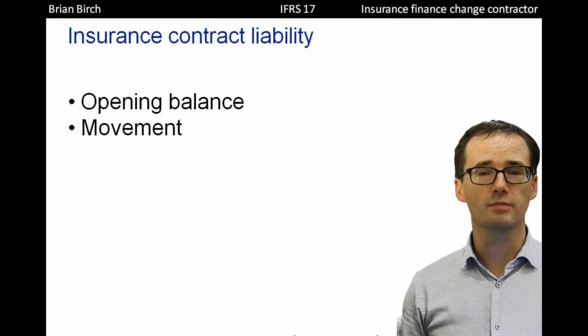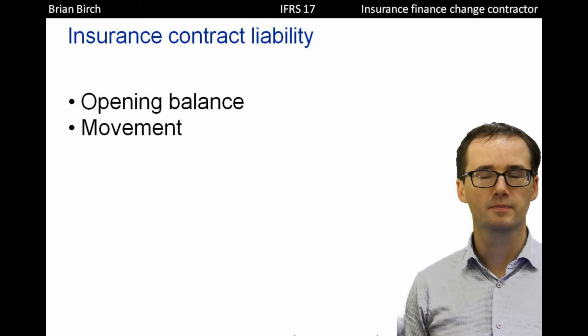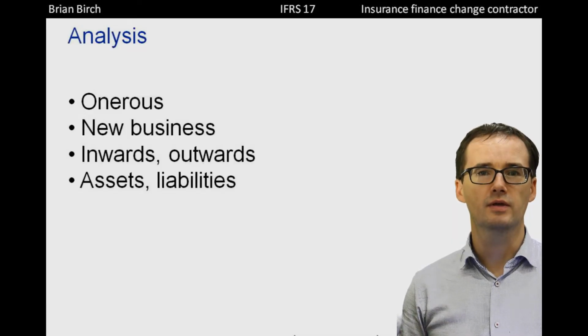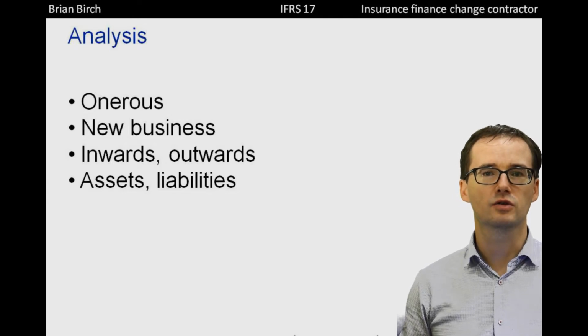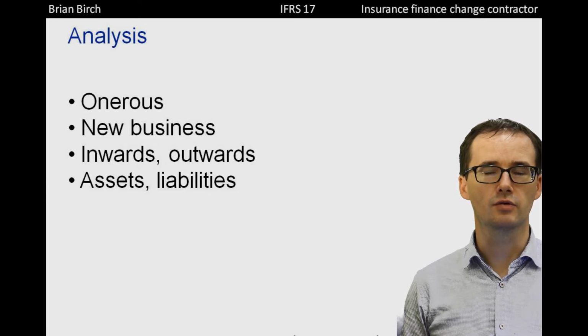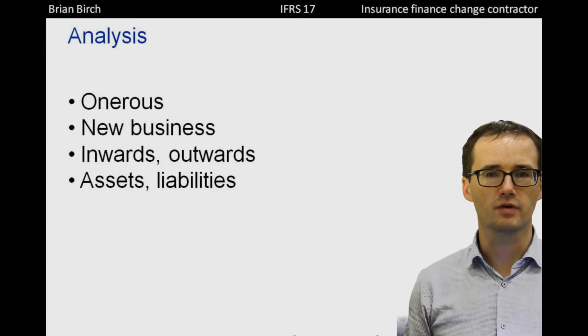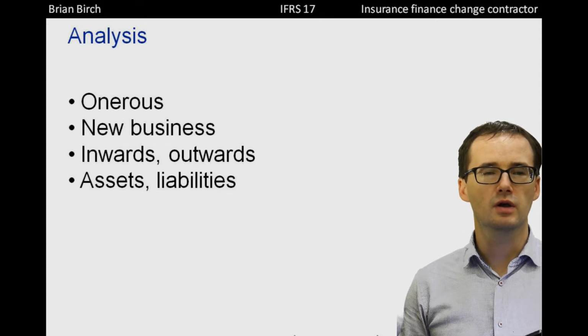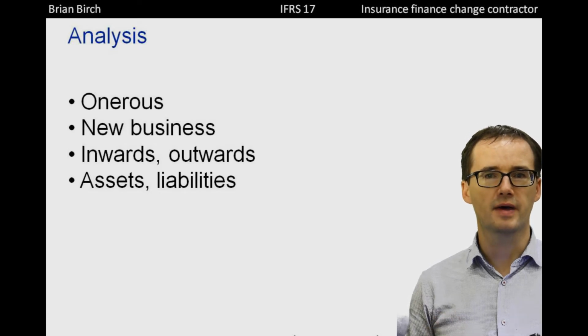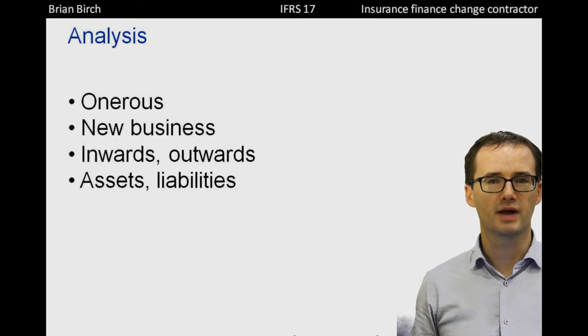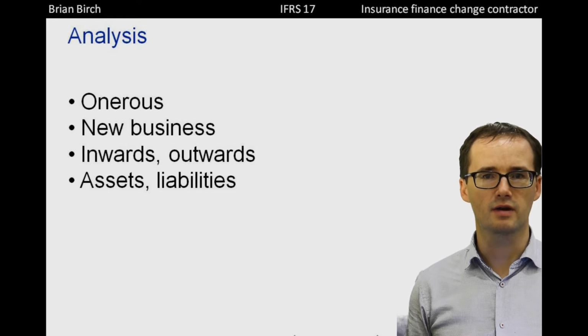But that's not all. You may need to break down the insurance contract liability between opening balances and movements. Well, you have to break down some of the numbers into numbers that relate to onerous contracts, that are essentially making a loss, and other contracts, into balances that are positive, that are assets, or balances that are liabilities as a credit.